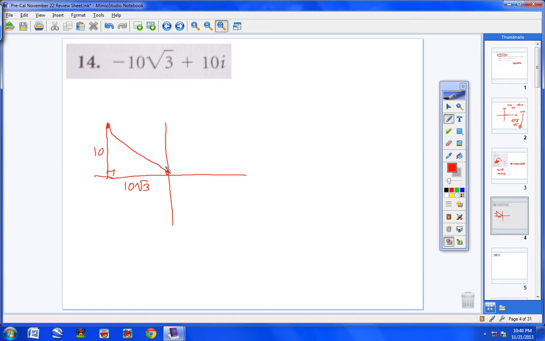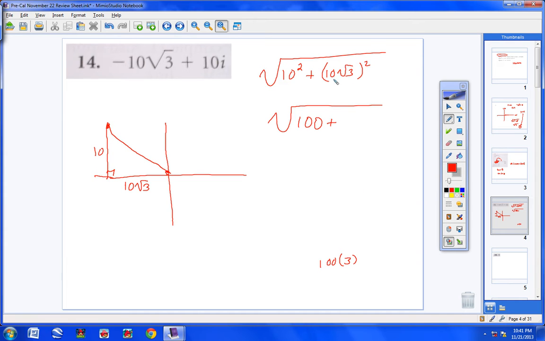Now the first thing we do is we find the hypotenuse, so we square the 10 and we square the 10 square root of 3, and we take the square root of that. Now when you square this, be careful. You square the 10, that gives you 100. You square the square root of 3, which is 3, and multiply those two together, and you get 300. Add those two together, and you get 400, and the square root of 400 is 20. So now I know the hypotenuse is 20.